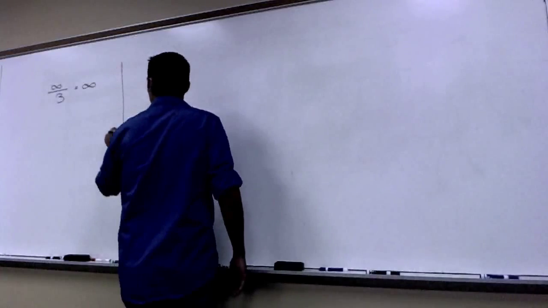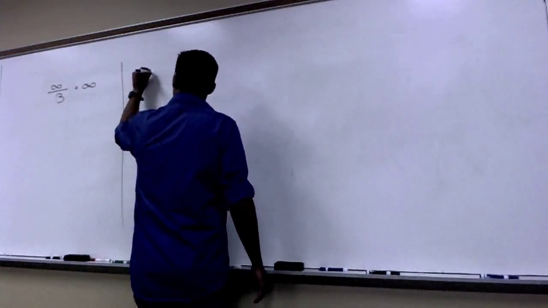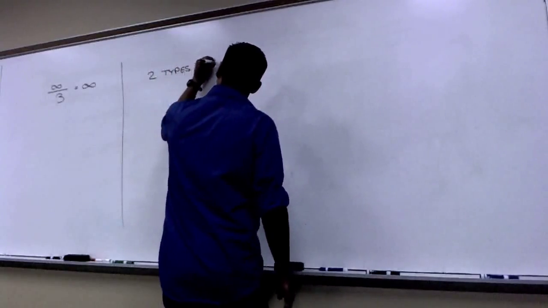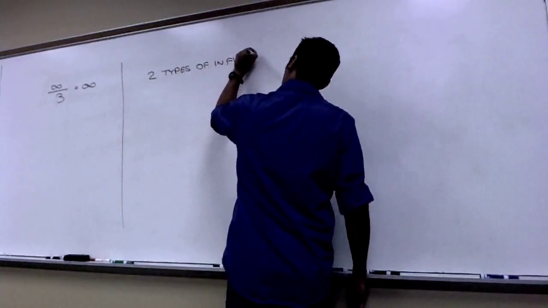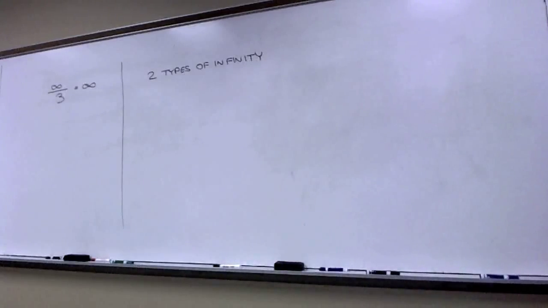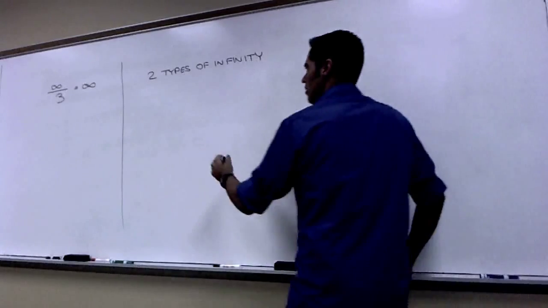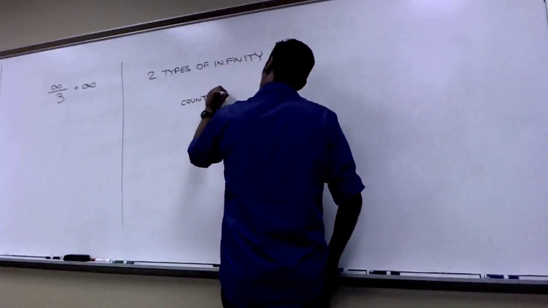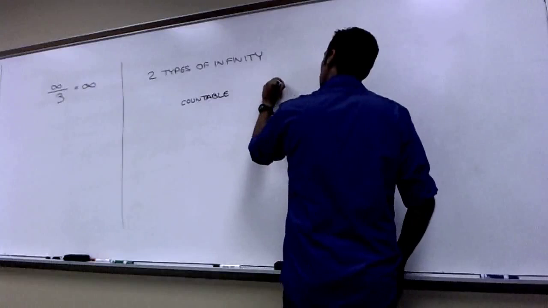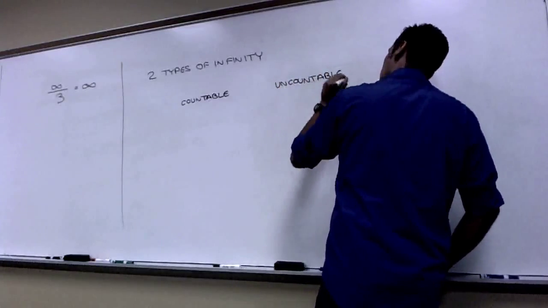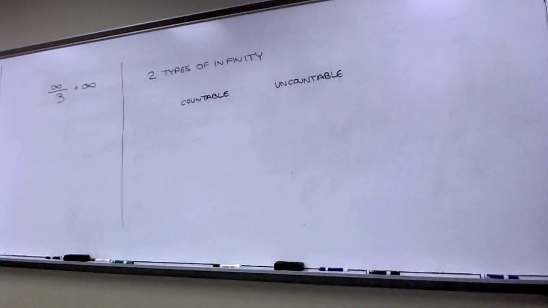Now, this is bonus coverage. This is not necessarily something that we'll talk about in this class, but there are two types of infinity. This is just for fun. Okay? Two types of infinity. There's what's called countable, and then there's what's called uncountable.